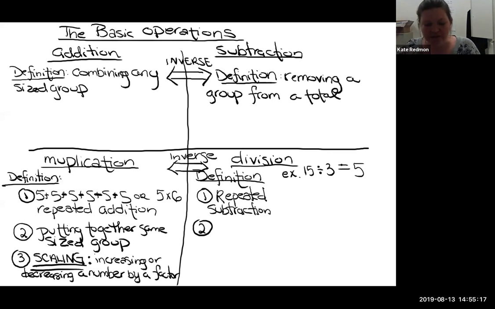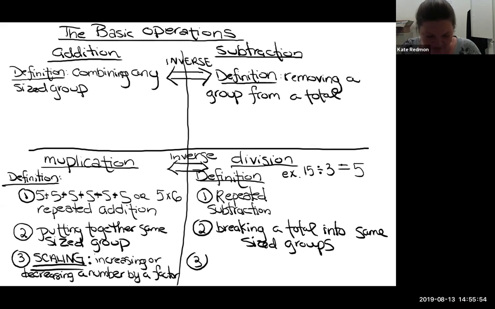Let's think of another way. We said that one of the definitions of multiplication is putting together same-sized groups to make a total. So then how could I envision division as the opposite of that? Well, division would be taking that total and breaking it back into those same-sized groups. Okay, and then finally, am I going to relate it to scaling? Increasing or decreasing a number by a factor? I don't think I am. Look at me, breaking my own rules. It's not a real clear connection, and I just don't want to confuse anybody. So I'm just going to leave that there with division for now.